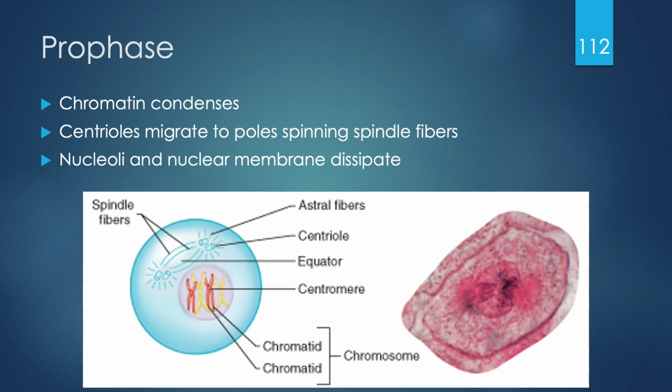In a resting cell, you'd expect to see the genetic material in the nucleus as a tangled mess of chromatin, but in prophase, the chromatin is going to condense and start to form chromatids, which are that normal X shape that we would expect to see in a karyotype. The centrioles are very important because these are going to migrate to opposite poles of the cell, and they spin spindle fibers, and these all help to organize all those chromatids in the nucleus. The nucleoli and nuclear membrane are going to dissipate in preparation for spreading of this genetic information.